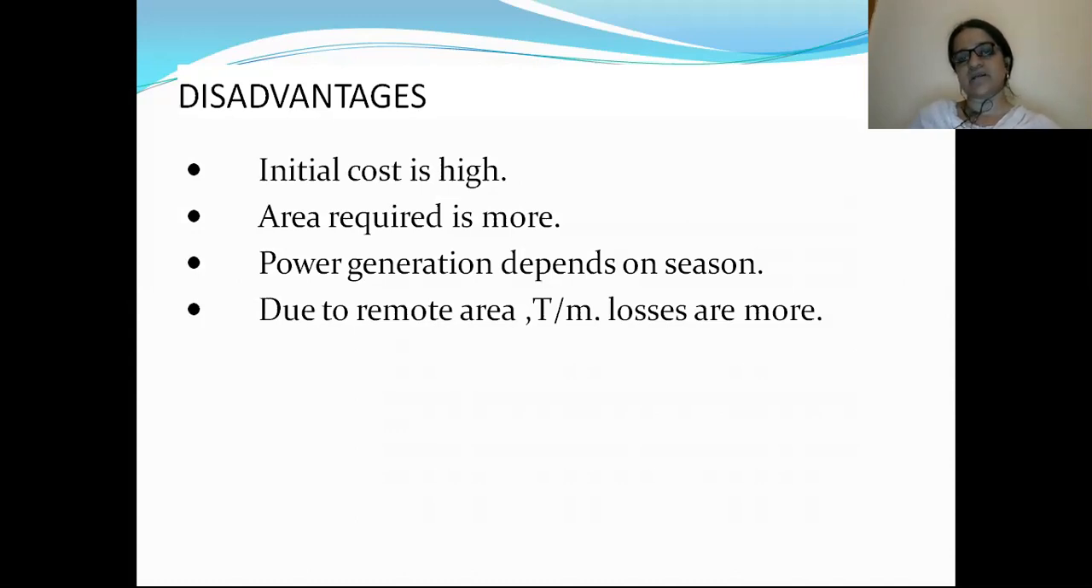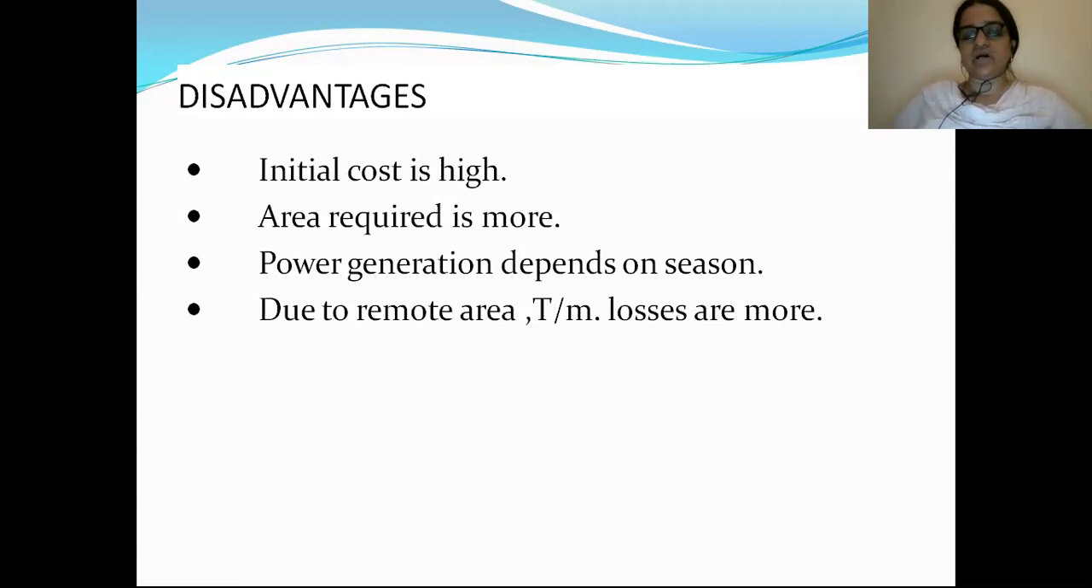Coming to the second point, area required is more. Why is more area required? Because you need to have a reservoir, usually in a place where we can collect water easily. Hydroelectric power stations are usually constructed near rivers or in hilly areas. So definitely the area required will be more, because the reservoir and the dam should be constructed. It requires some acres of land, so it's a huge investment.